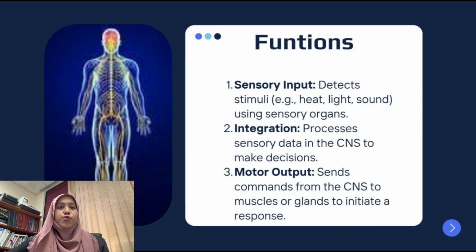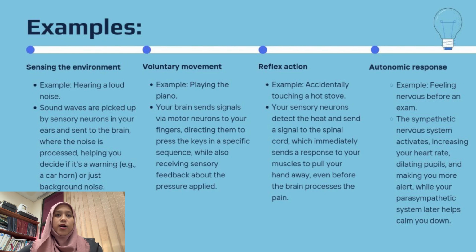The nervous system performs 3 main functions. The first one is the sensory input. It detects stimuli like light, heat, and sound through sensory organs. For instance, if you touch a hot surface, your skin's sensory neurons immediately send signals to your brain. The second one is the integration. So, the CNS processes sensory information, decides what action to take, and sends instructions. This decision-making process happens incredibly fast, often in milliseconds. Last is the motor output. Commands from the CNS are sent to muscles or glands, enabling responses like pulling your hand away from the hot surface.